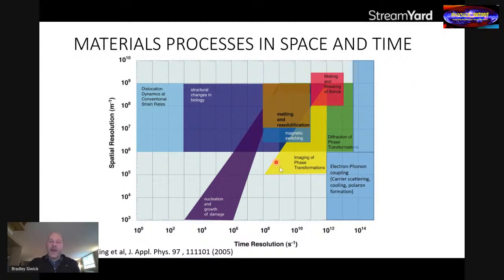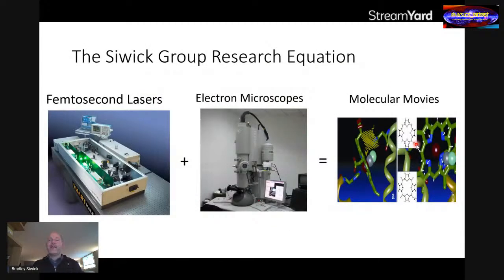How do we access this critical range of phenomena in materials with the tools that I presented to you so far today? Okay, and this I present to you as the Siwick research group equation. So this is how our experiments come together. We take femtosecond lasers, which, as I indicated, provide us access to the time resolution required to perform our experiments. We combine those in novel ways with electron microscopes.